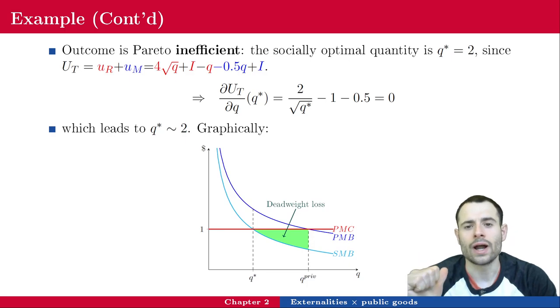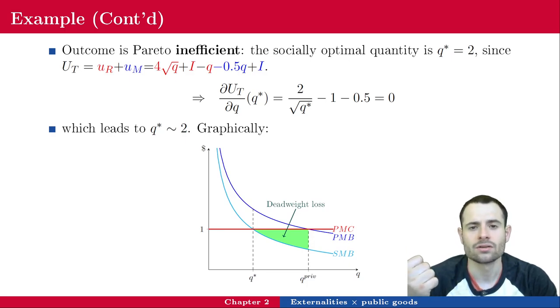If your activity has an impact on somebody else, the socially efficient solution will be where you take that into account and you include it in your utility maximization problem one way or another.